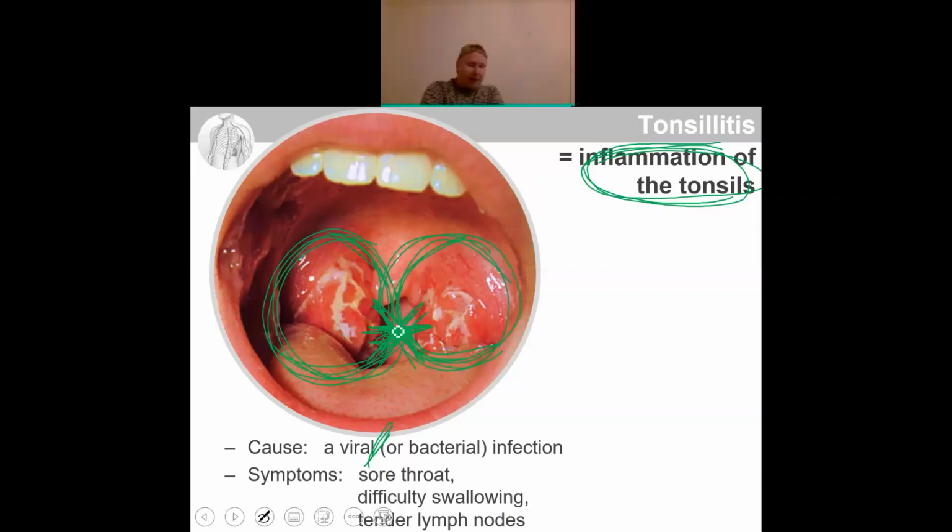But nowadays, we're starting to ask, well, maybe there is a reason that they're within the human body. Maybe because they're part of the lymphatic system, we shouldn't remove them. Maybe they serve a purpose. So we're being much more conservative about removing the tonsils.